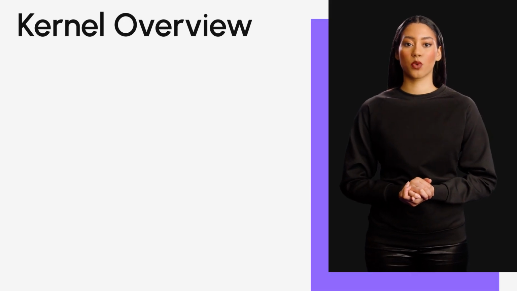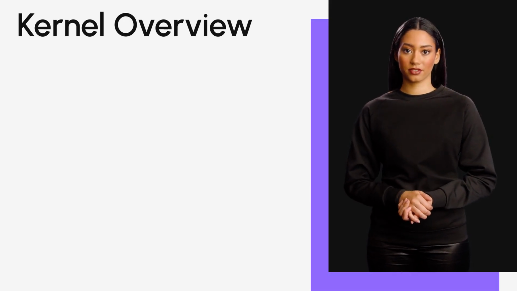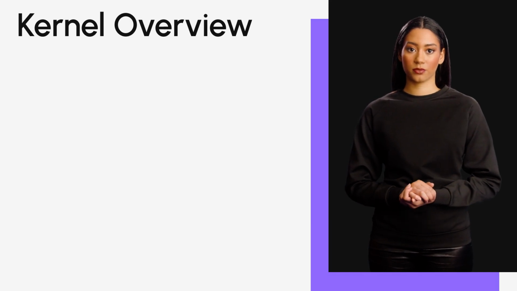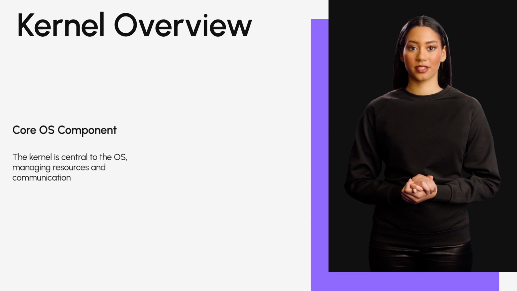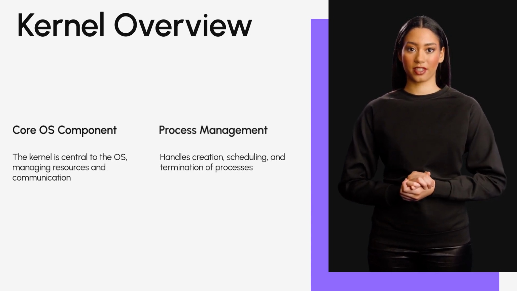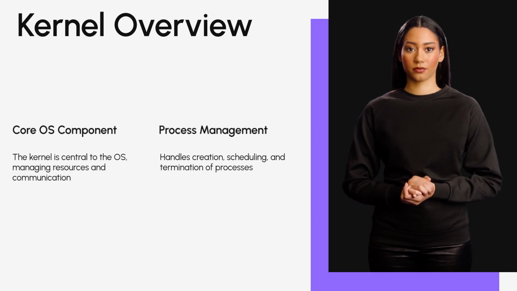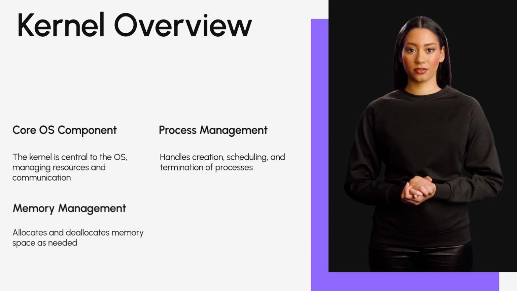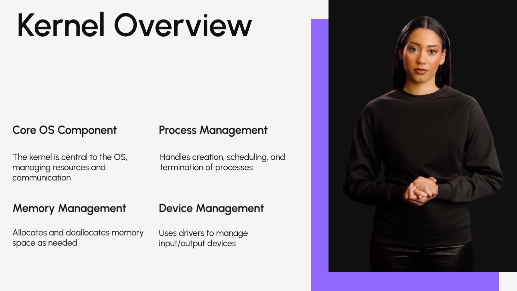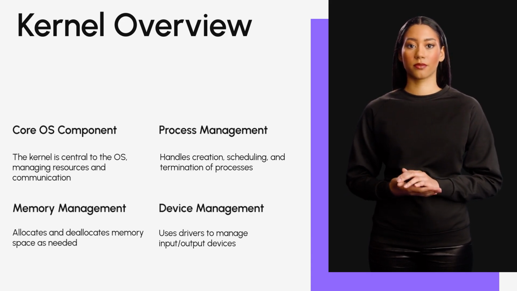The kernel is the core part of the operating system, managing resources and communication. Process management handles creation, scheduling, and termination of processes. Memory management allocates and deallocates memory space as needed. Device management uses drivers to manage input-output devices. System calls facilitate communication between user programs and hardware.